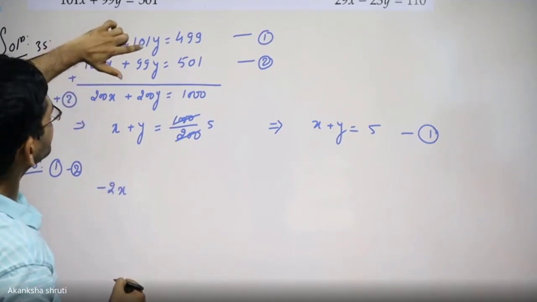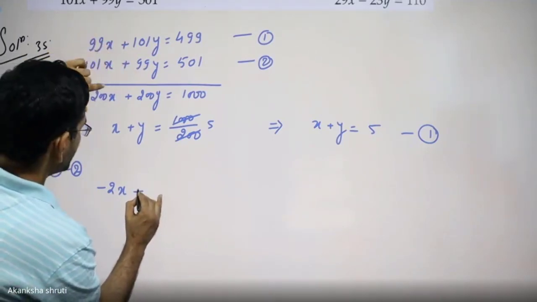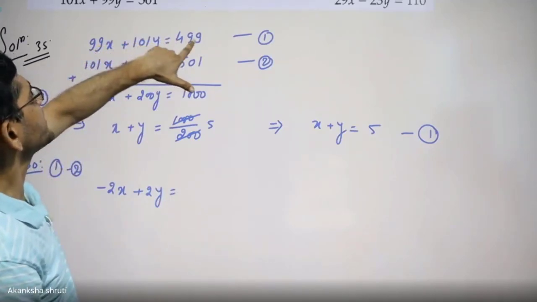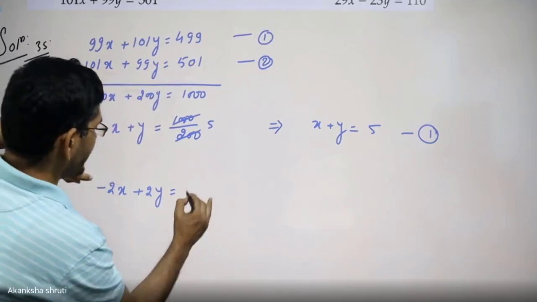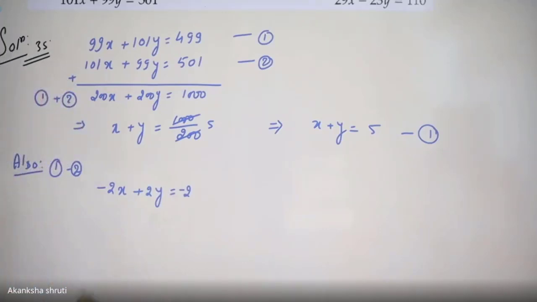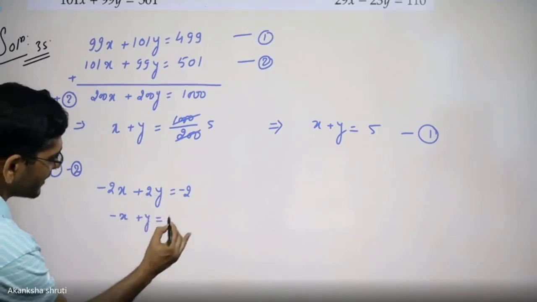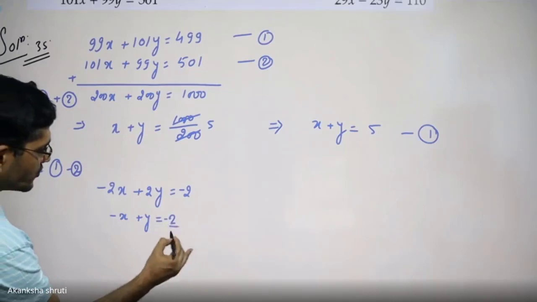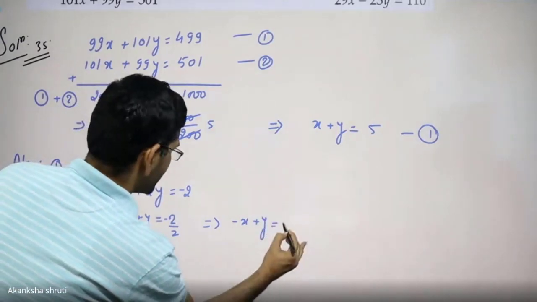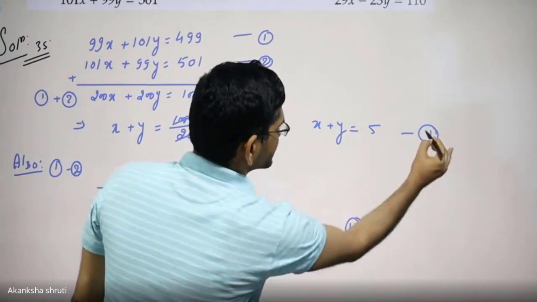Again 101y minus of 99y, plus of 2y. In right hand side we have 499 minus 501, it is minus of 2. What we are observing is this 2 is also common, minus x plus y is minus 2 by 2. It simply means minus x plus y is minus 1. So students, this is our equation number 4. Consider this as equation number 3.